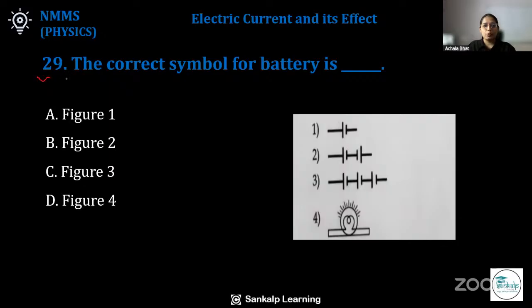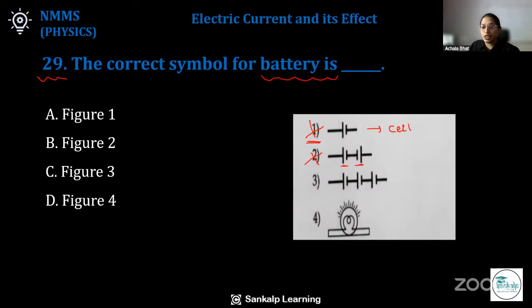Let us see question number 29 of NMMS Physics chapter Electric Current and its Effect. The correct symbol for battery. A battery is made by connecting multiple cells. So here the first symbol represents cell, not battery. This is wrong. In the second one, two cells are present, but their connection is incorrect. So this is not battery.